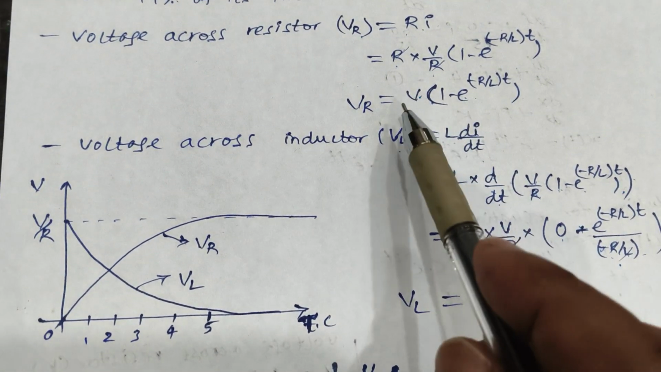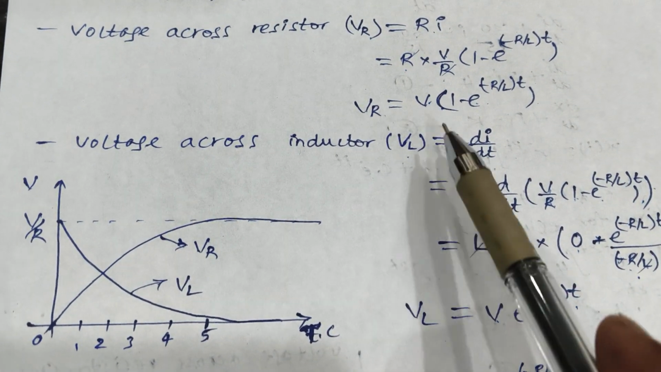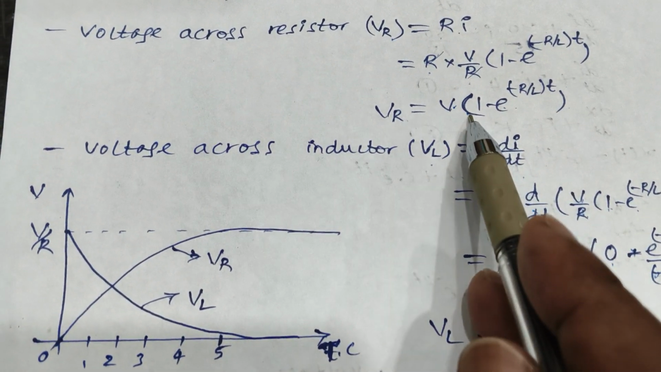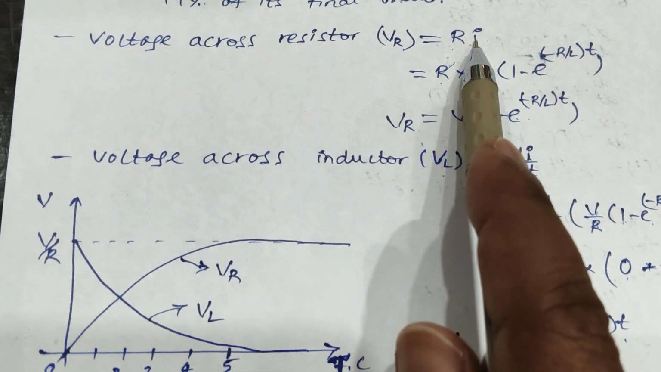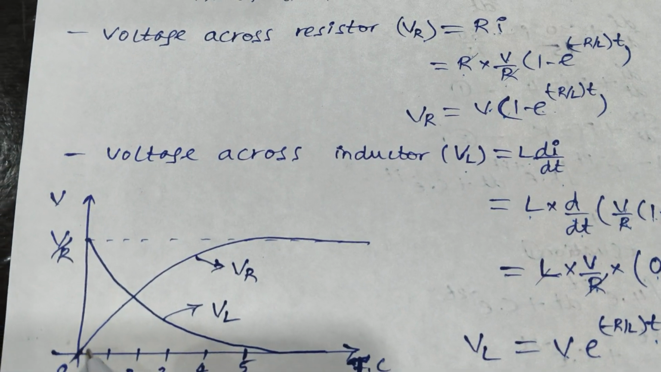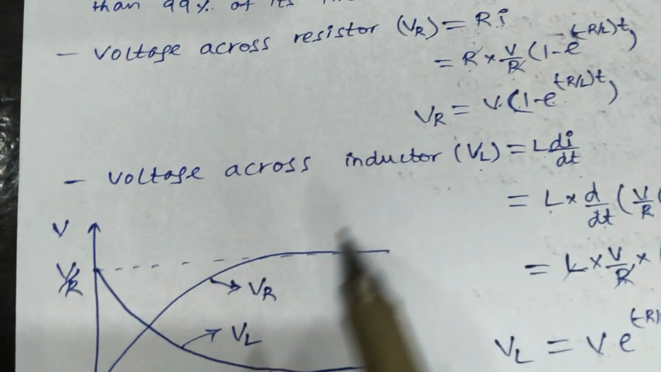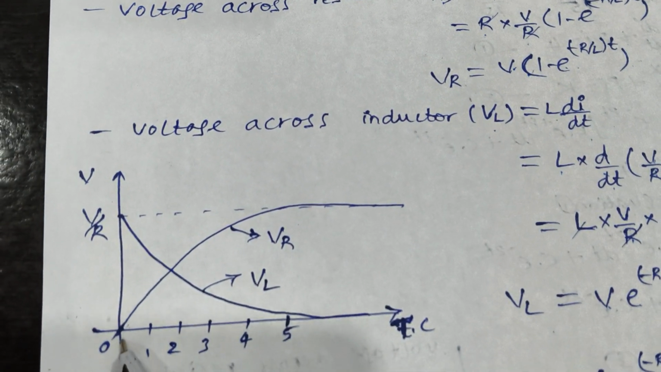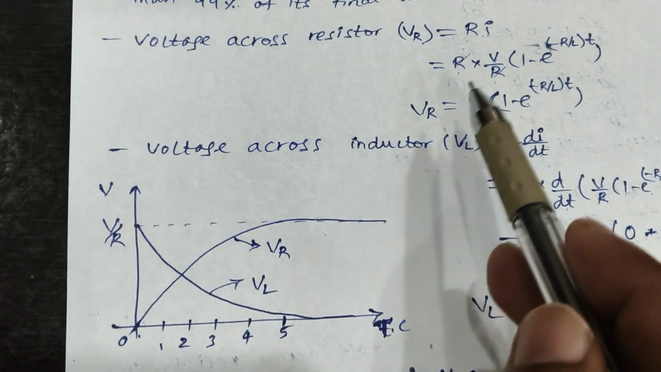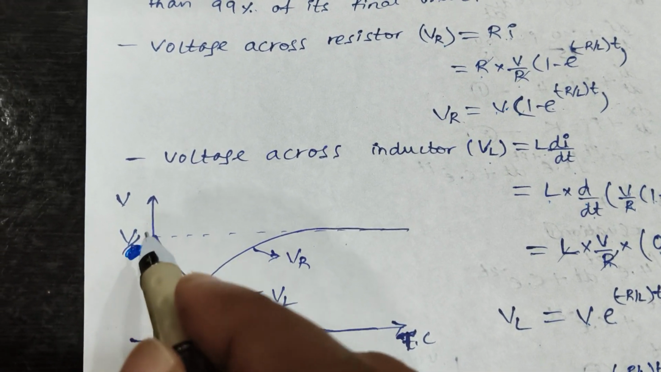I can draw the waveform for VR and VL also. VR is V into 1 minus e power minus R by L into T. It is similar to the current waveform, right? We are multiplying the current with the resistance, so just the magnitude changes and it follows the current waveform. By substituting T equal to 0, you will get 0 volts. By substituting T equal to infinity, you will get V volts. So actually it is not V by R, it is V volts.